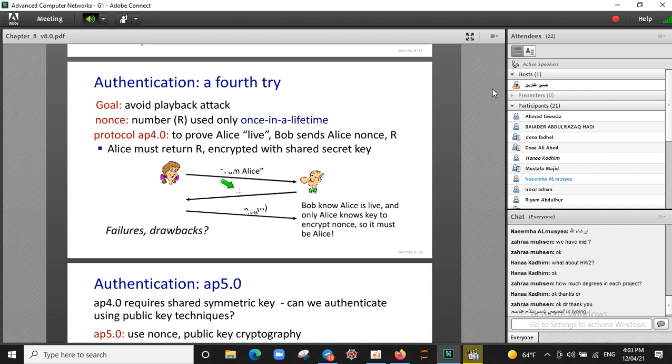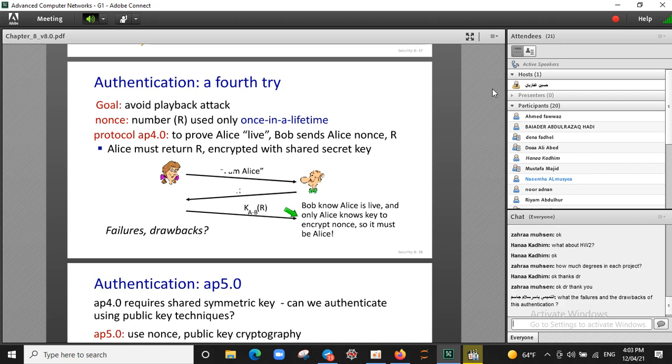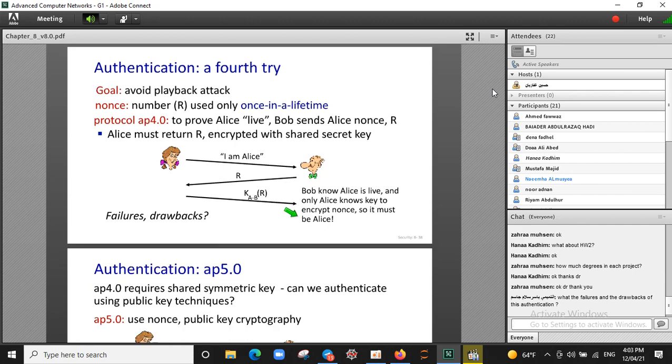Here we know that we have a shared key between Alice and Bob. Each of them has his or her own copy of the key, and using this simple strategy, they can authenticate the other side. But this strategy has a simple drawback.